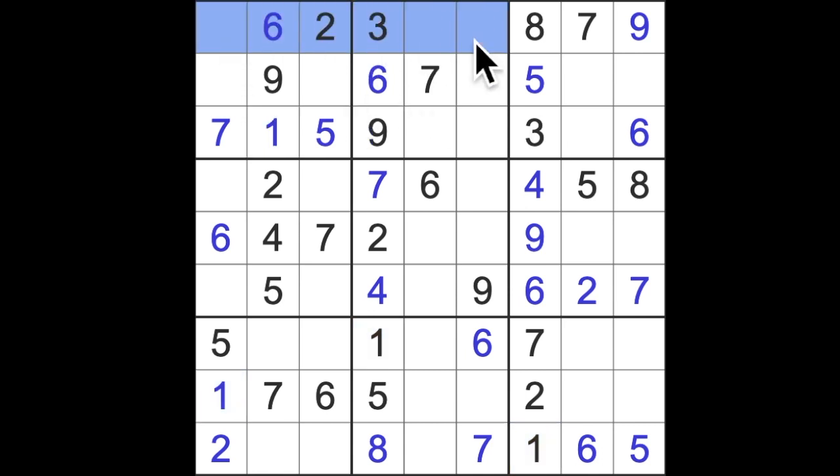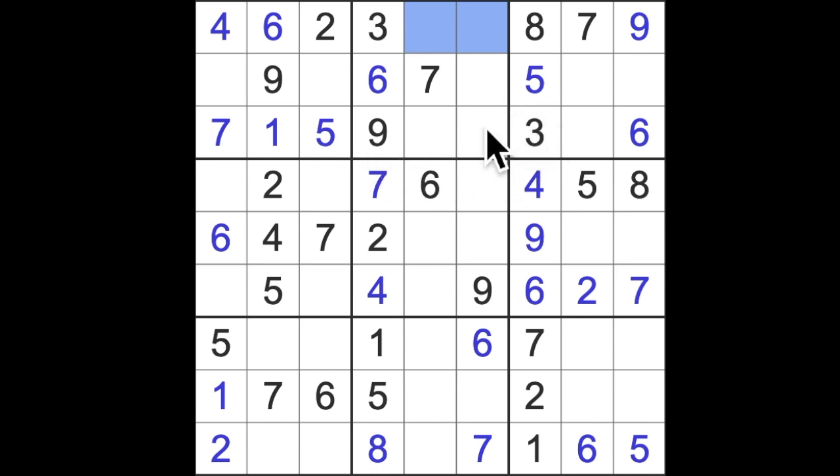Okay, across here we are lacking 1, 4 and 5. 1 and 5 block this square, so this can't be 1, can't be 5, it must be a 4. Our 1 and 5 are here, so we also need 2, 4 and 8.